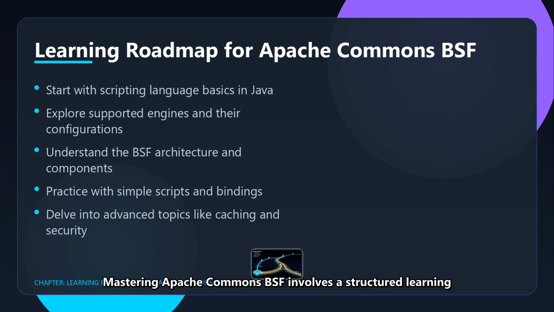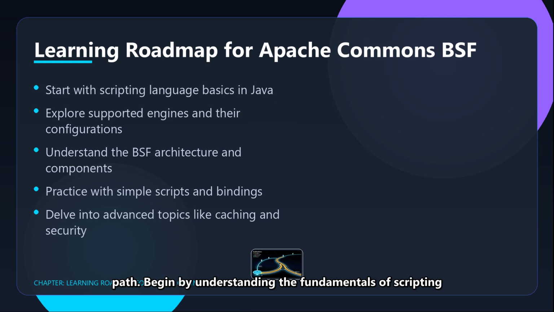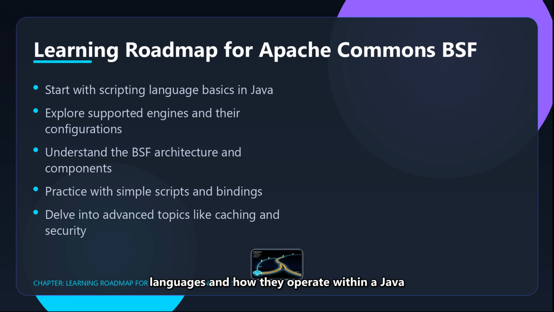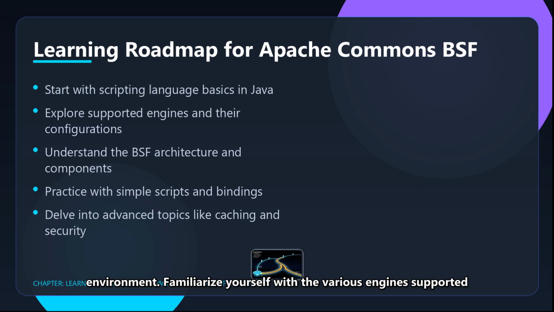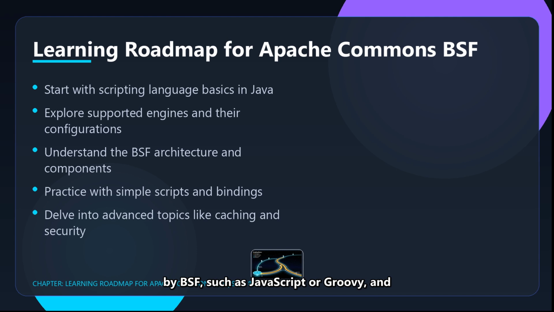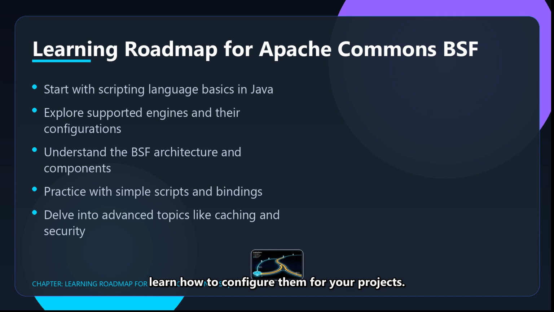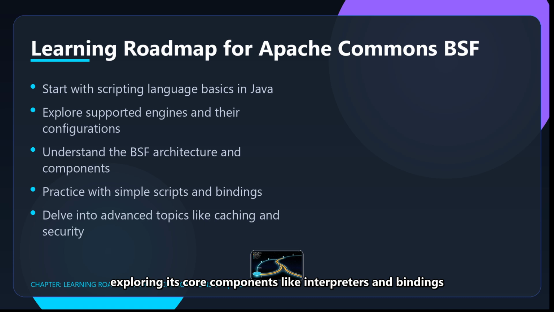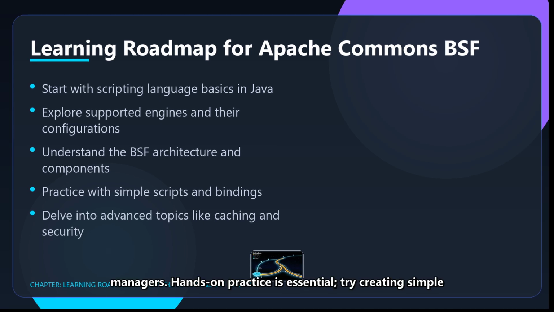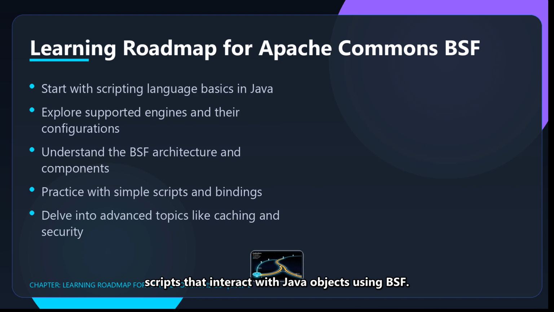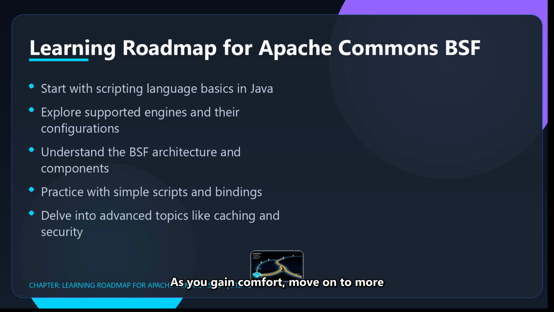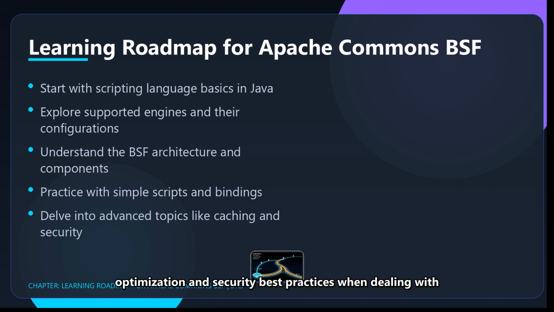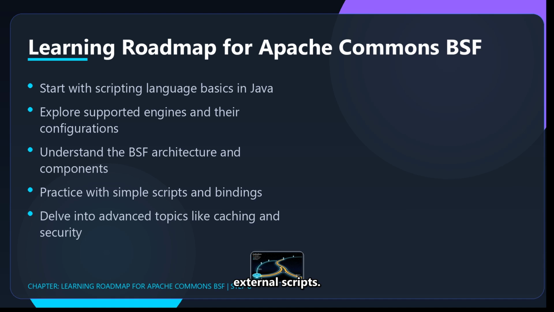Mastering Apache Commons BSF involves a structured learning path. Begin by understanding the fundamentals of scripting languages and how they operate within a Java environment. Familiarize yourself with the various engines supported by BSF, such as JavaScript or Groovy, and learn how to configure them for your projects. Next, dive into the architecture of BSF itself, exploring its core components like interpreters and bindings managers. Hands-on practice is essential. Try creating simple scripts that interact with Java objects using BSF. As you gain comfort, move on to more advanced topics such as script caching for performance optimization and security best practices when dealing with external scripts.